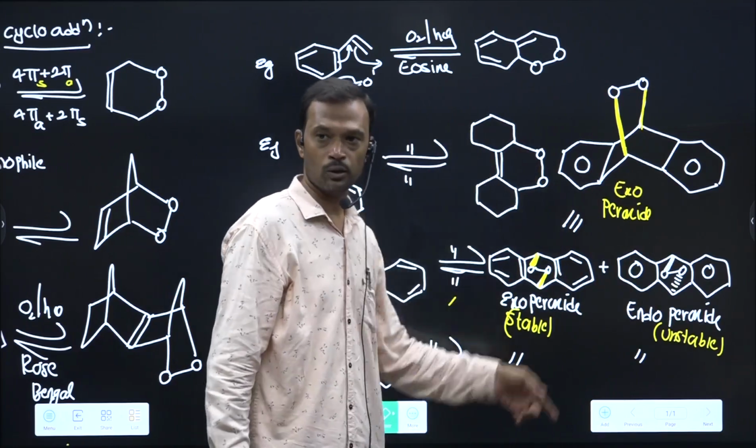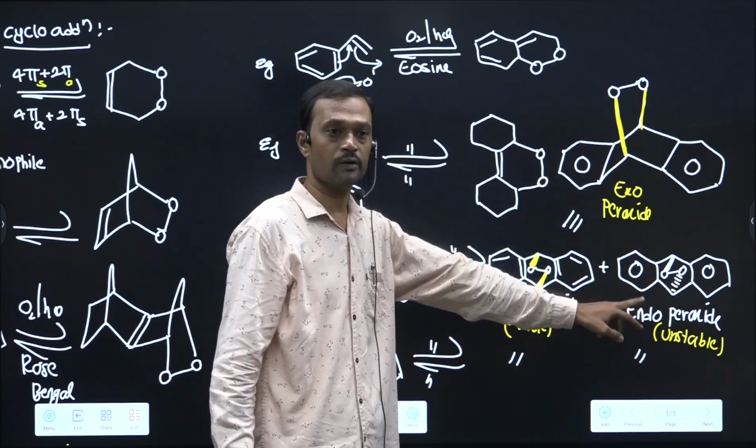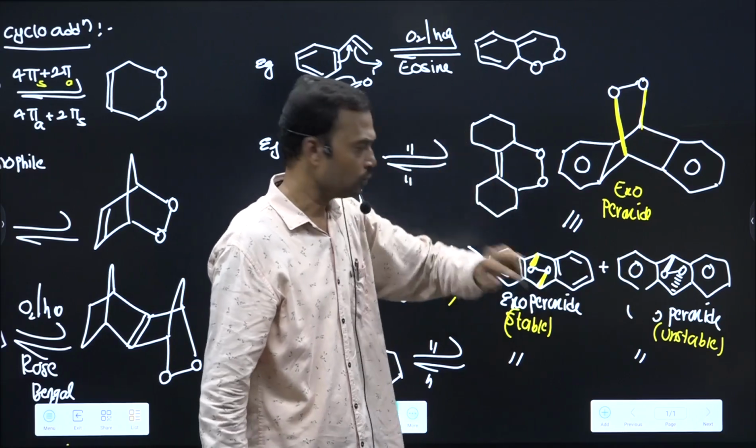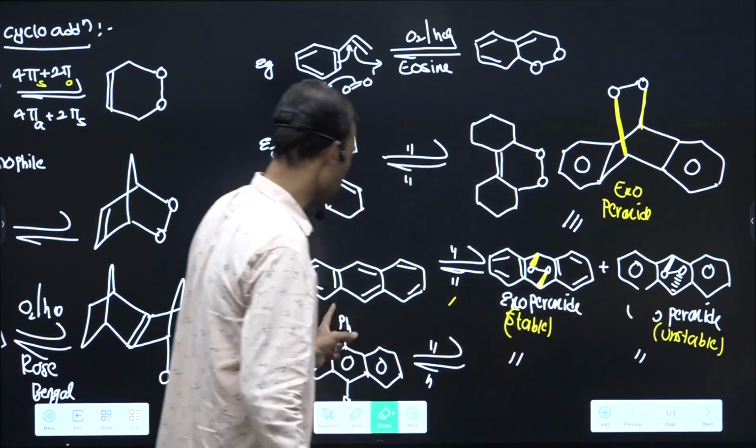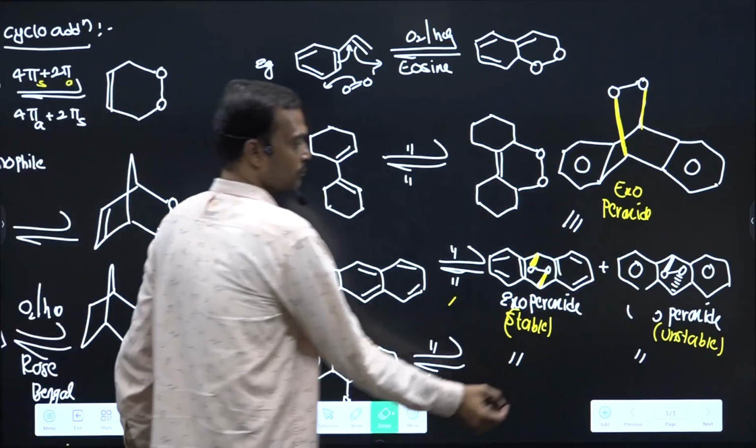In the other molecule, one is above, other is below. The molecule is suffering from strain, so we can ignore this one. If this is given, it will decompose to give anthracene. It will give this molecule very fast because it is found to be unstable.